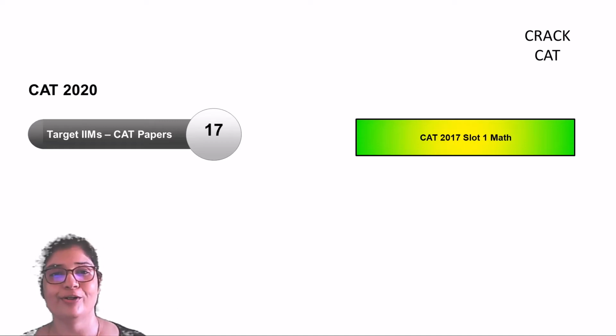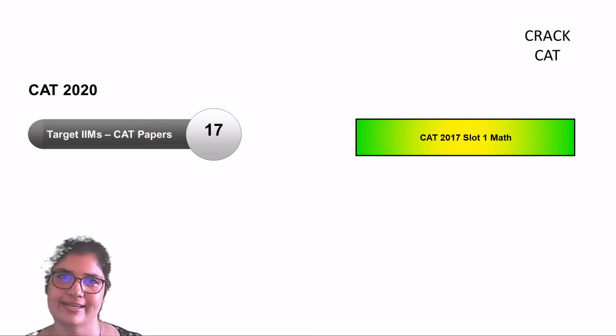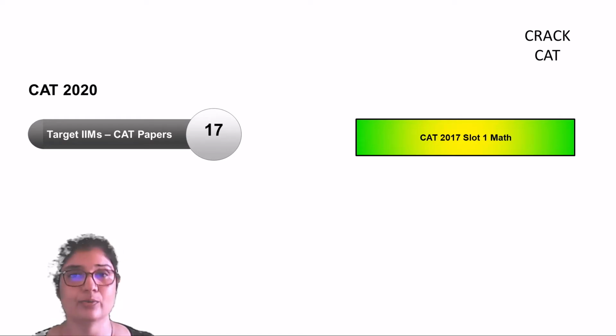Hi, good morning. Let's continue with our series of CAT papers discussions. We are now on to CAT 2017 Slot 1 Math section. This morning we are doing the first half and in the evening we'll do the second half, right? So great, a quick introduction.